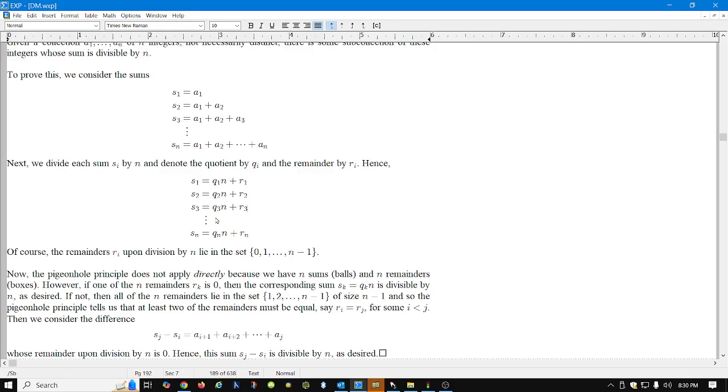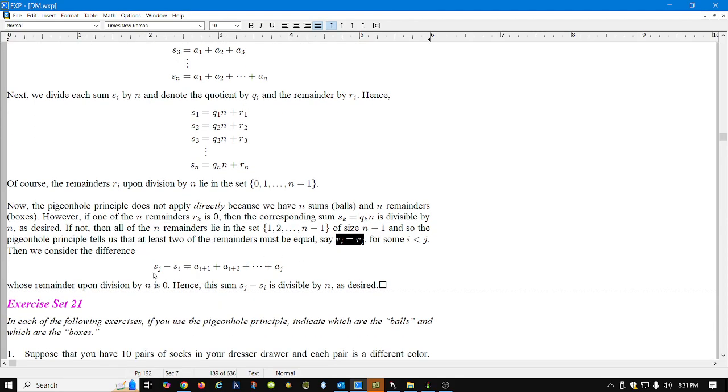If any one of the remainders is 0, say R1 was 0, for example, then S1 would be Qn, and so that's divisible by n. The only other possibility is none of the remainders are equal to 0. But then there are only n minus 1 remainders possible. But we have n remainders R1 through Rn, so 2 of the remainders must be equal. Say that's Ri equal to Rj with i less than j.